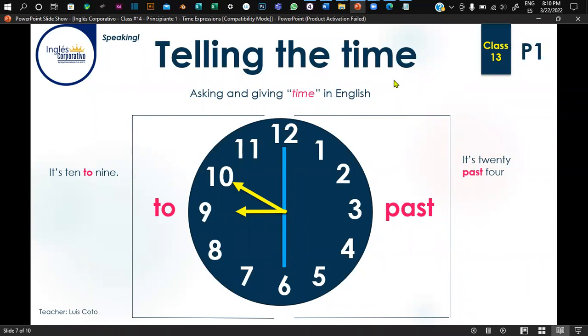If I ask you, si le pregunto, what time is it in the clock? What time is it? Ideas? Is this one or the other? Nine. Which one? To or past? It's 10 to 9. Ah, okay, because that is the example. It's 10 minutes. Yes or no? 10 minutes. To complete or to reach? To nine. Yes. Okay.